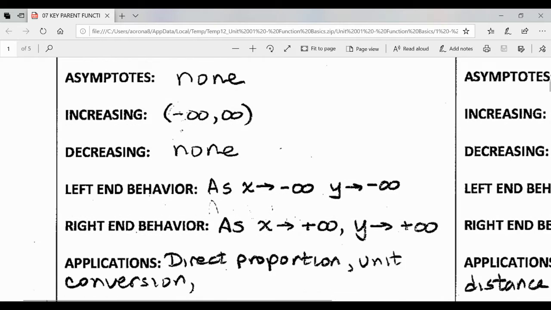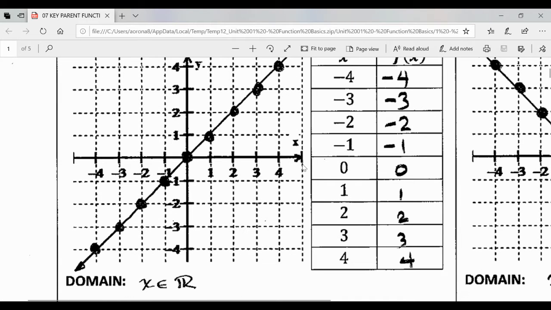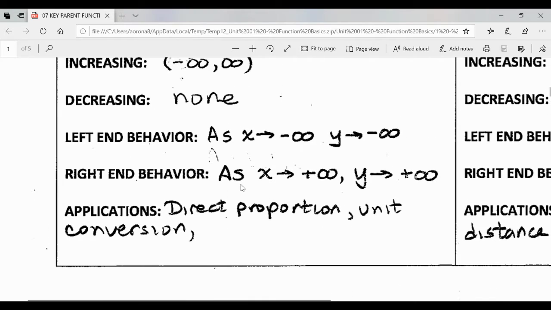Okay. The ones I do want to go over are these last three. So the end behavior is pretty much what's happening on the left side and on the right side in terms of y. So this right here just means as x is going to the left. So on the left side, what is y doing? Well, if we look at the graph for the line, on the left side it's going down, so it would be negative infinity. On the right side, it's going up, so it'd be positive infinity. And that's exactly what we have here. Okay, so left side, negative infinity, right side, positive infinity. Applications are direct proportion and unit conversion.